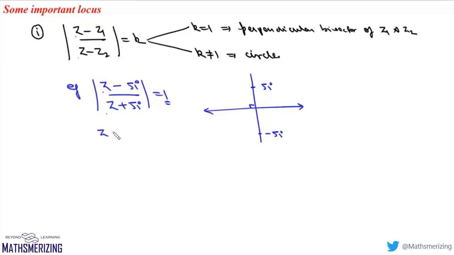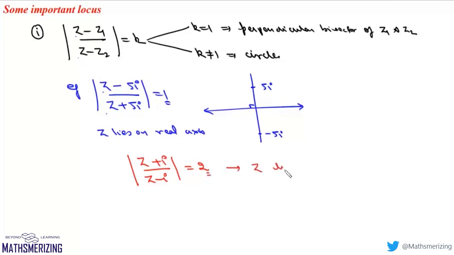Now perpendicular bisector of 5 iota and minus 5 iota is nothing but real axis. So this z, it lies on real axis. Another example could be this mod of z plus iota upon z minus iota equals 2. Now in this case value of k is 2. That means this z, it will lie on a circle.